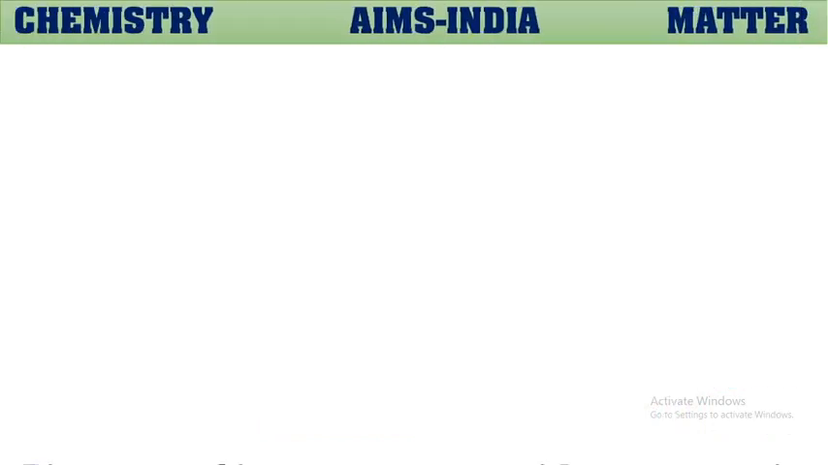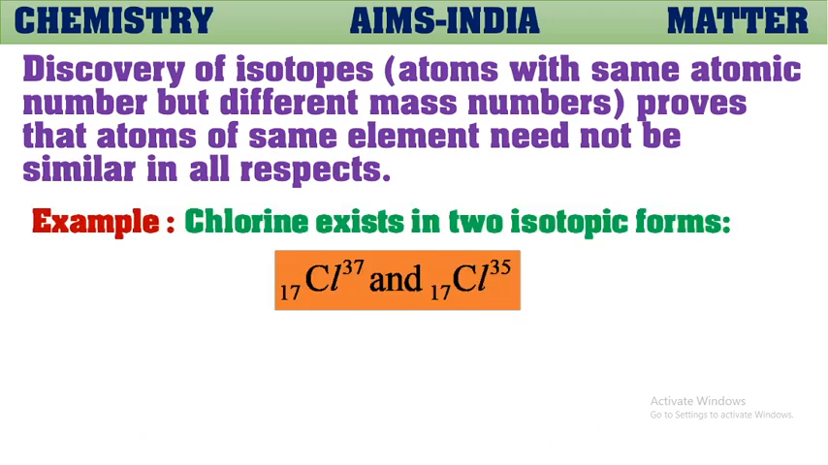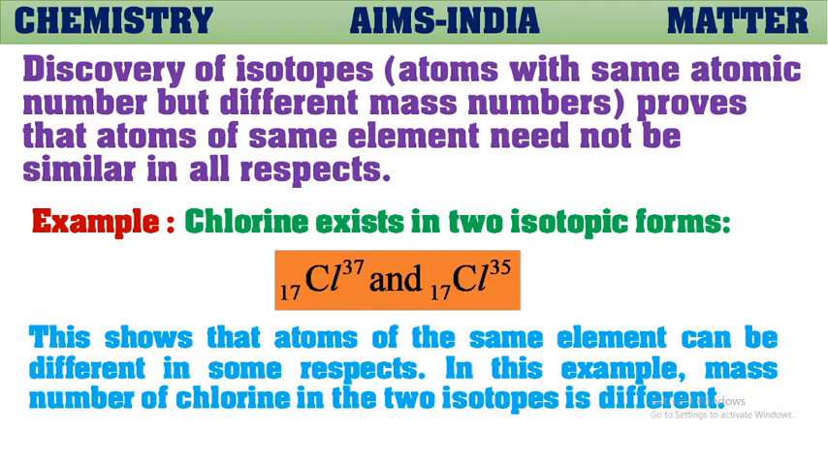And the next one, discovery of isotopes proves that atoms of the same element need not be similar in all respects. Here, isotopes means atoms of the same element with the same atomic number but different mass numbers. For example, chlorine exists in two isotopic forms. Those are chlorine-37 and chlorine-35. This shows that atoms of the same element can be different in some properties. In this example, the mass number of chlorine in the two isotopes is different.